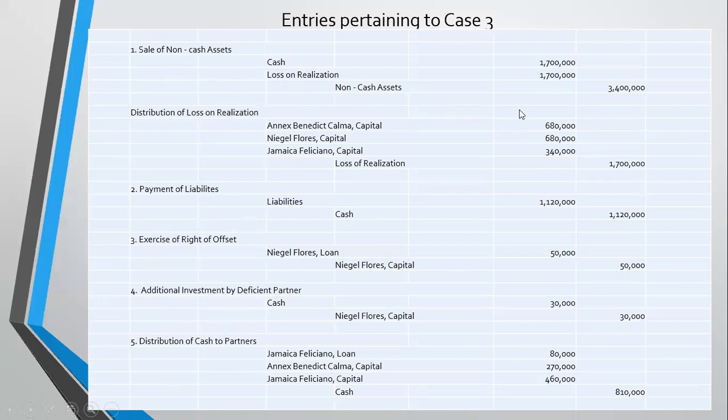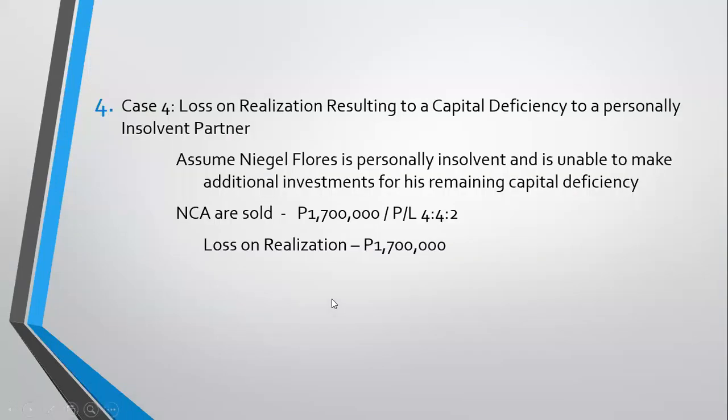Sale of non-cash assets, the same. Nag-iiba lang ang amount, no? Distribution, payment of liabilities, we exercise the right of offset, and then the additional investment made by the deficient partner to cover the capital deficiency, and yung distribution of cash to partner. So ito na yon yung pinaka last na entry, no? Yung distribution.